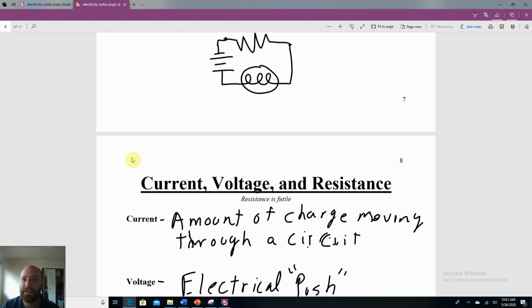For circuits, we don't use things like speed or acceleration. We use current, voltage, and resistance. So for today, we're just going to try and figure out what these three things are, what they mean, and how they're related to each other. And that'll be it for today.